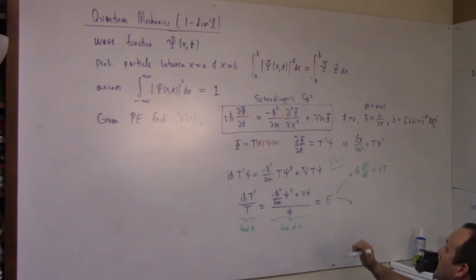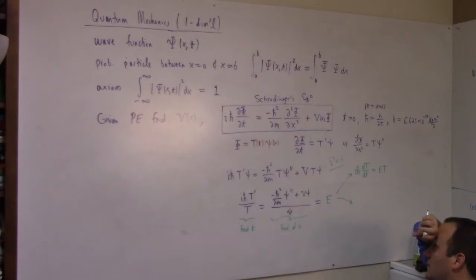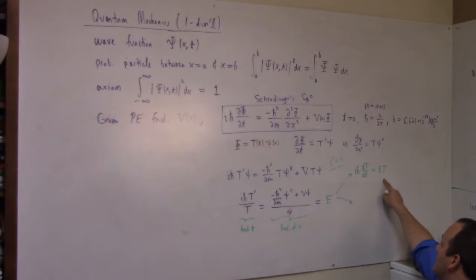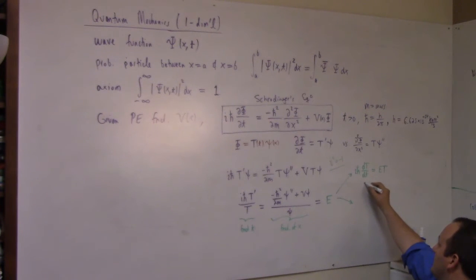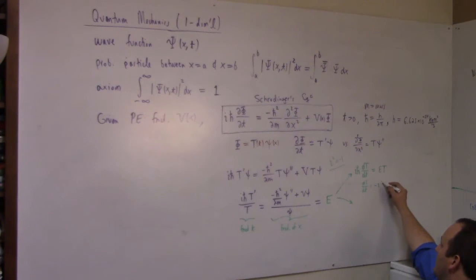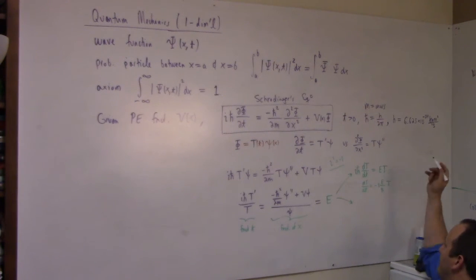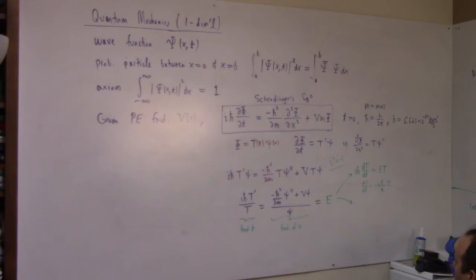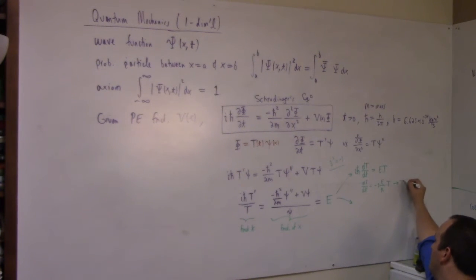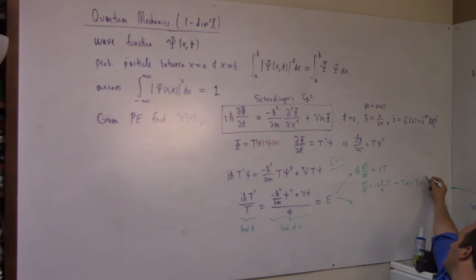So this, all right, so we get dT/dt equals minus i E over h bar T. And so that gives me T of t is equal to something like T naught e to the minus i E t over h bar.